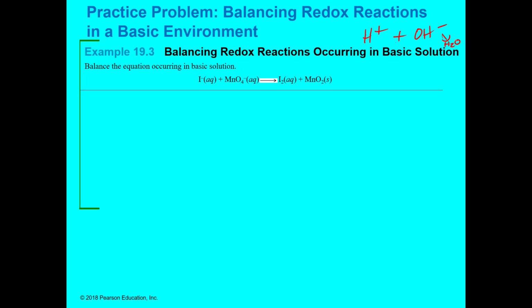Okay, so when you're in a basic solution, I do it exactly the same way that I just did it, but at the very end, I just swap out my H pluses for my OH minuses. That way you only have to learn to do it one way, and then there's just one little extra step at the end for your base. And to me, that's the easiest way.